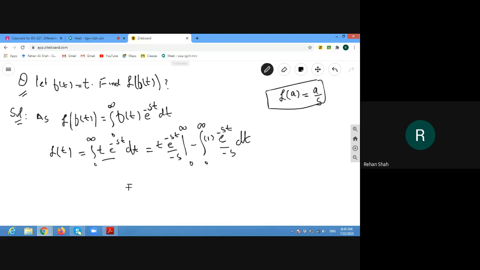So if you put infinity here instead of t, this will become e power minus infinity, and e power minus infinity is 0, so this will give you 0. If you put 0 and this t, again this will give you 0. Plus, this is minus, this is minus, so if you take this 1 over s common, because this is constant for this integral, you will get 0 to infinity e power minus st into d of t.